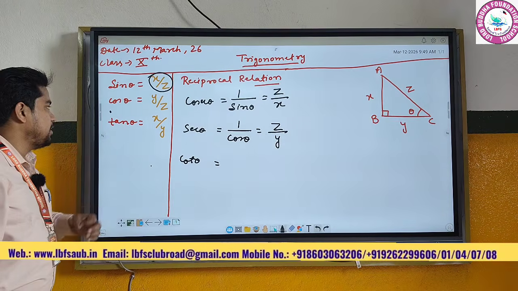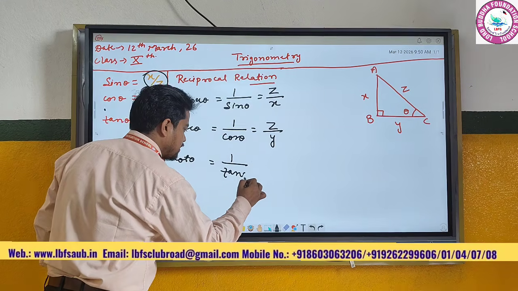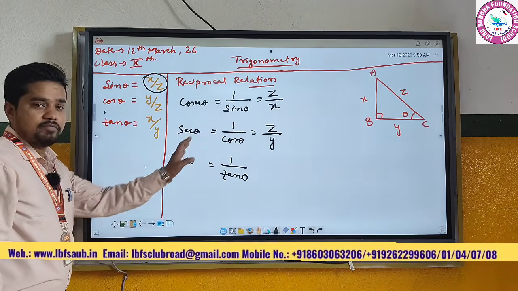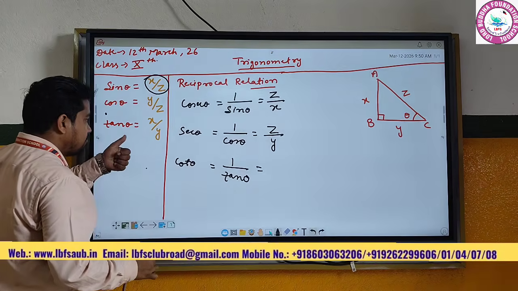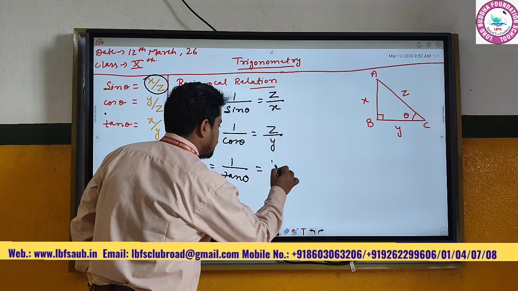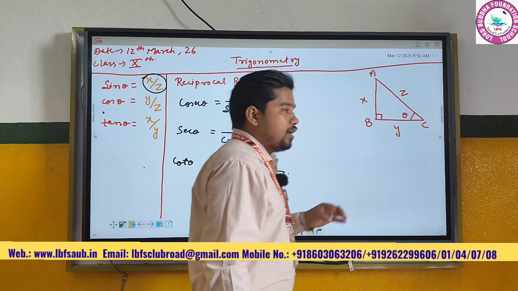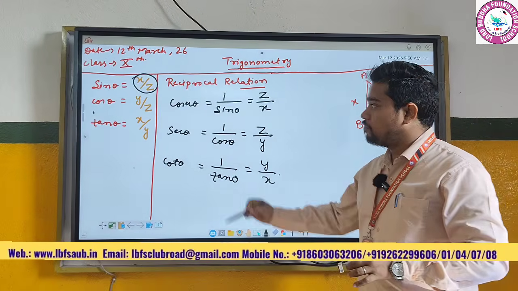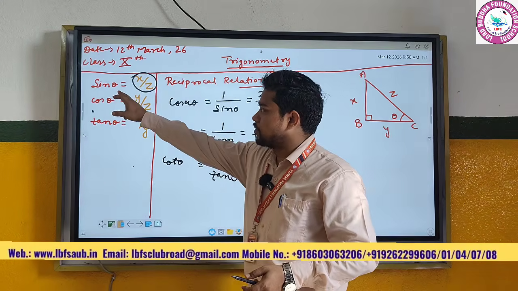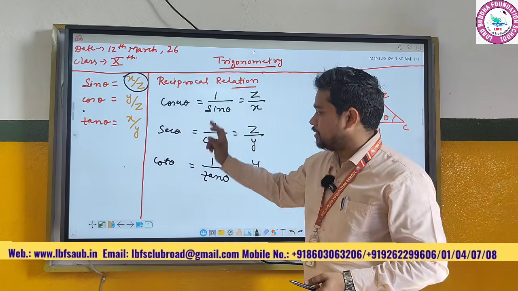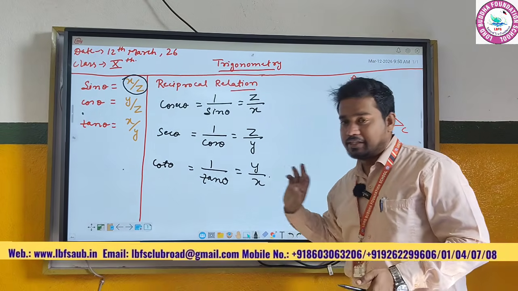The value of cot theta is the inverse of tan theta, so we can write cot theta is equal to 1 upon tan theta. It is the inverse of tan theta, so y upon x. So these are the reciprocal relations of these three trigonometric ratios. The reciprocal of sin theta is cosec theta, the reciprocal of cos theta is sec theta, and the reciprocal of tan theta is cot theta.